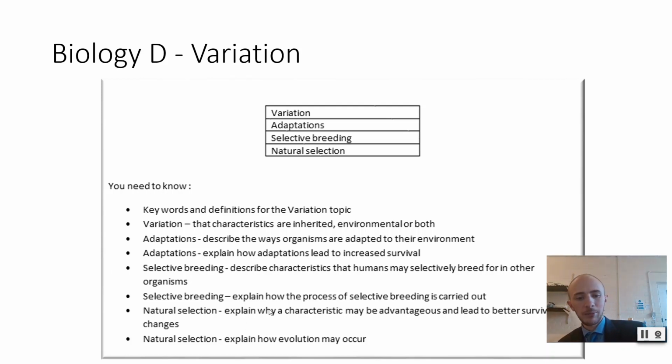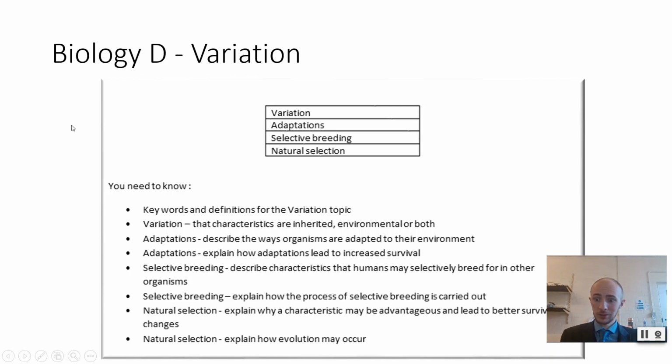And the next thing is adaptations, what they are, how different organisms might be adapted, and how they might increase survival, selective breeding, and natural selection. And that's what we're going to focus on. So the first thing is adaptations.